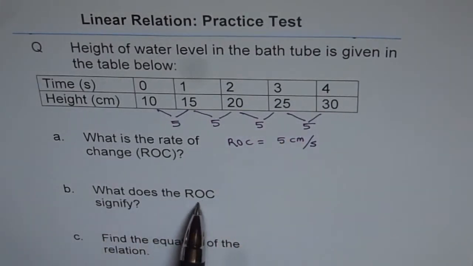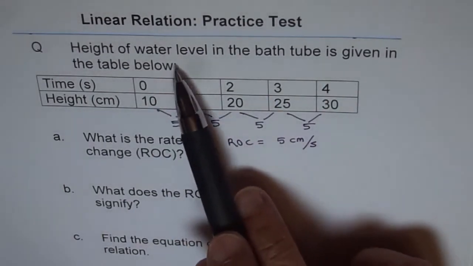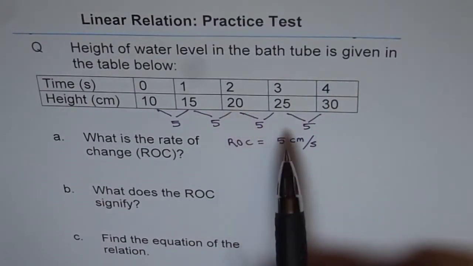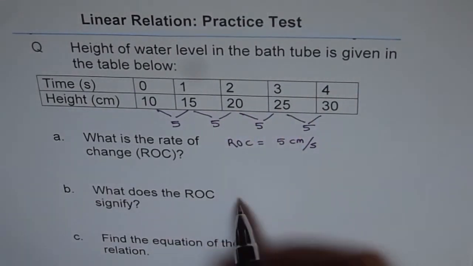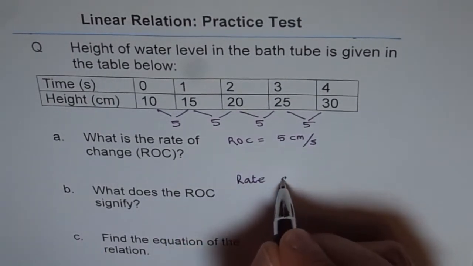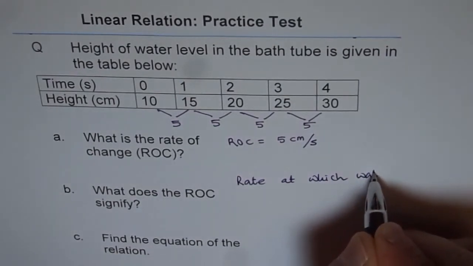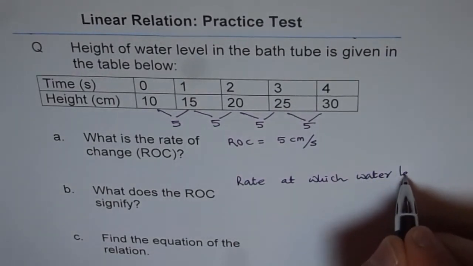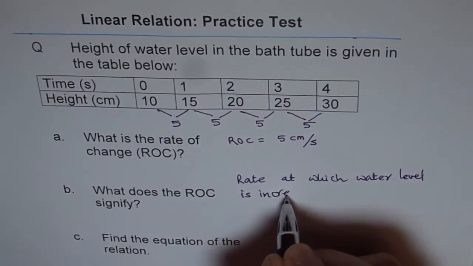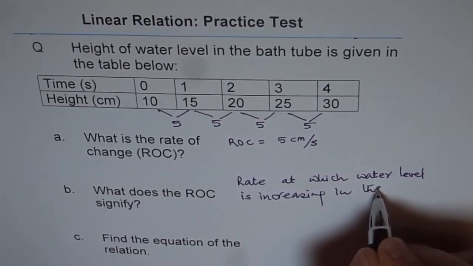What does the rate of change signify? Now if you read the problem, it says height of water level in the bathtub is given in the table below. So it signifies the rate at which water level is increasing, right? In the bathtub.